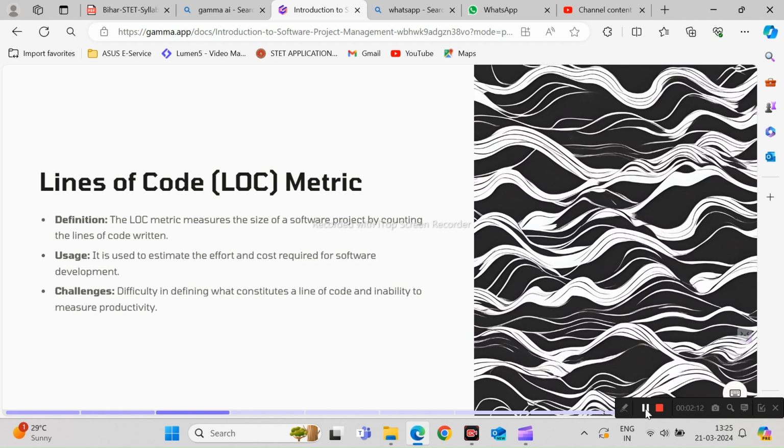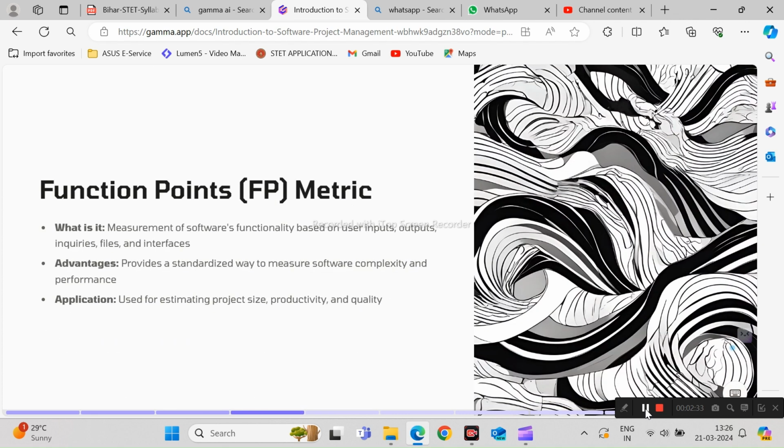Now we move ahead. The uses: it is used to estimate the effort and cost required for software development. The challenges of the line of code metric are difficulties in defining what constitutes a line of code and the inability to measure productivity.